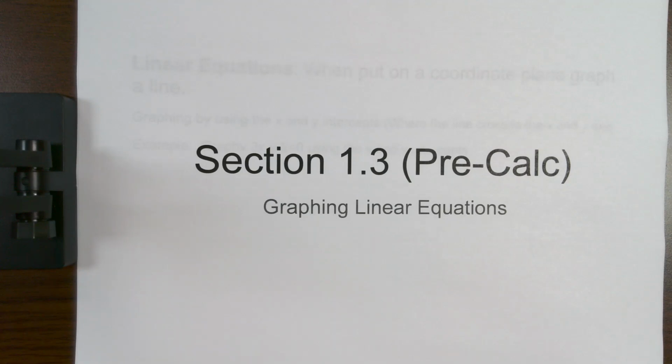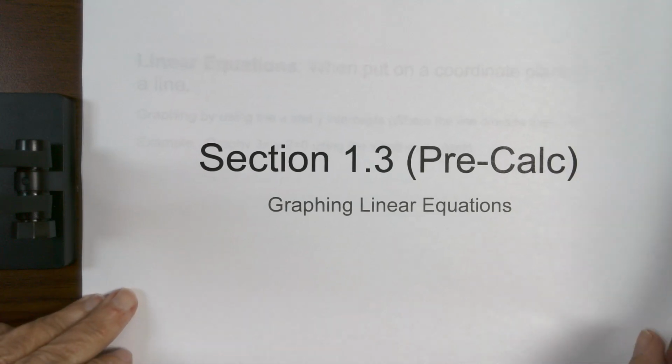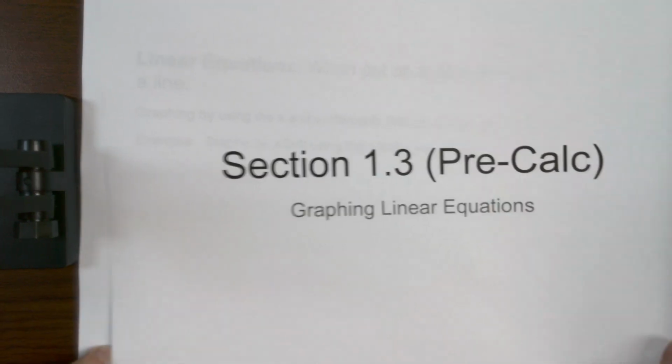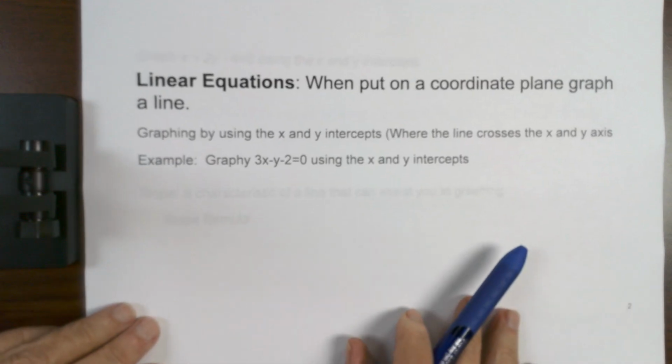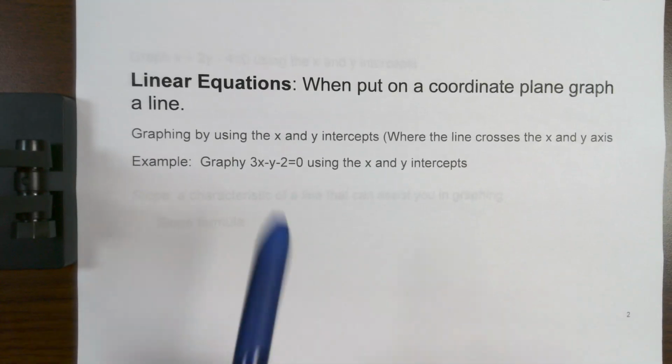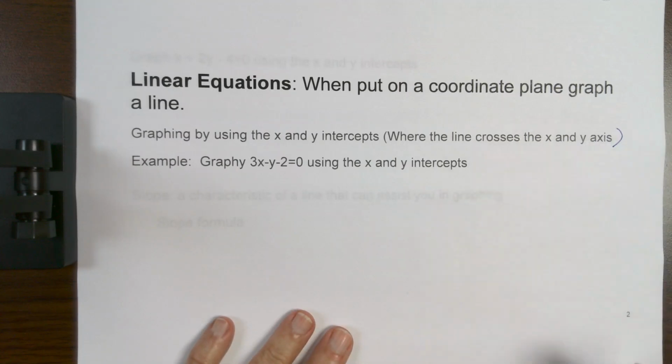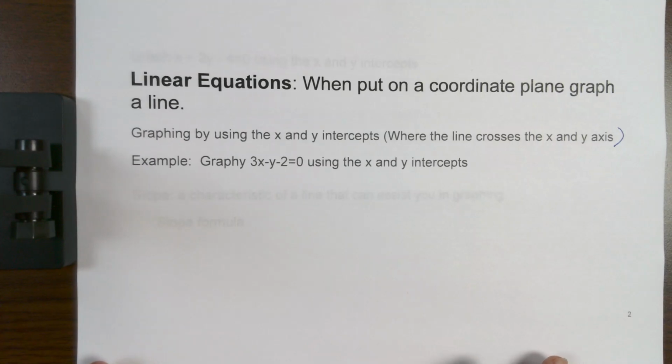Section 1.3 is somewhat of an Algebra 2 review, even so much as an Algebra 1 review, and it has to do with graphing linear equations. Obviously, a linear equation, when you put it on the coordinate plane, will graph a line. It has the word line in it, so any linear equation, when graphed, produces a line. Graphing can be done by using the x and the y intercept, in other words, where it crosses the x and the y axis. That's one method of graphing a linear equation.